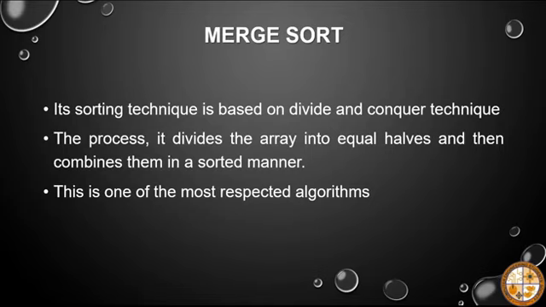The fourth example of a sorting algorithm is merge sort. Its sorting technique is based on the divide and conquer technique. The process divides the array into equal halves and then combines them in a sorted manner. This is one of the most respected algorithms. To understand merge sort, here is the example.